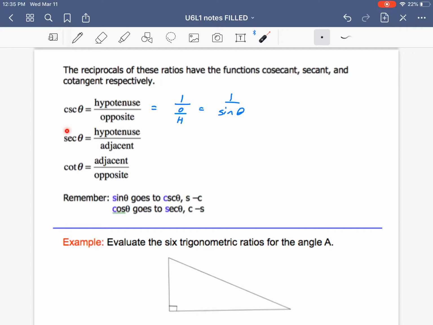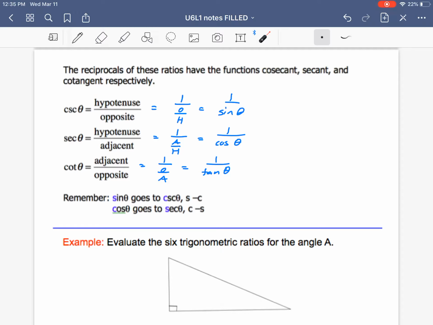All right. Secant, that's hypotenuse over adjacent. Well, that's 1 over adjacent over hypotenuse, which is the same thing as 1 over cosine theta. And surprise, surprise, the next one's cotangent. This is equal to 1 over opposite over adjacent, which is equal to 1 over tan theta. Okay? So we've got these 3 trig functions plus the ones covered on the previous page.